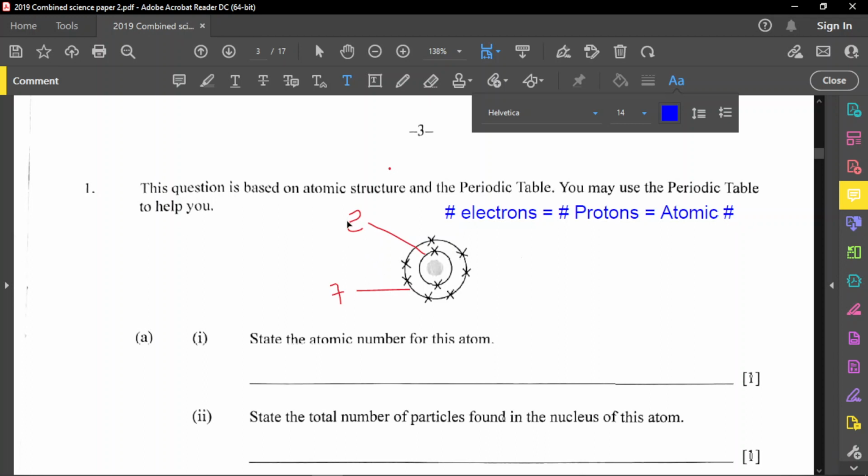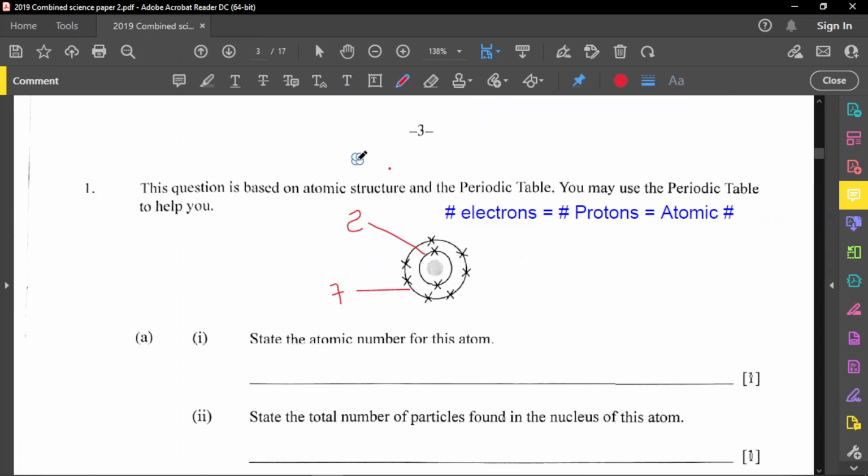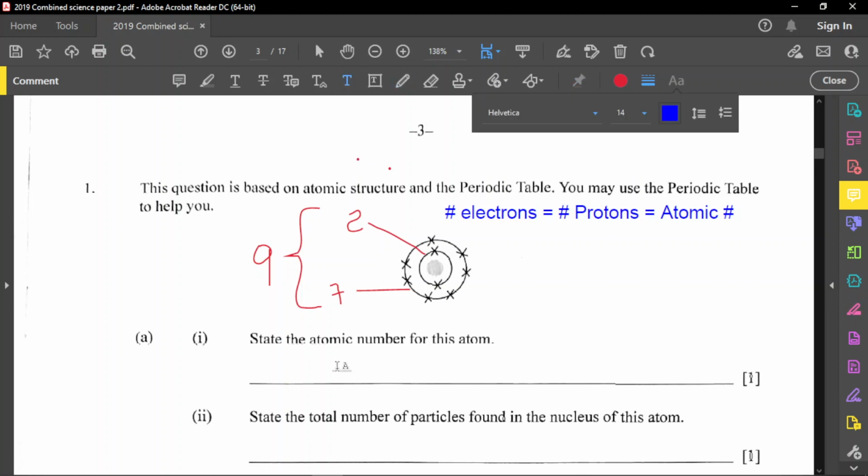So here we have a total of 9 electrons. Let me quickly put that on. So right here we have a total of 9 electrons in total: 2 on the first shell, 7 on the second shell. So what we know based on this is that the atomic number has to be 9. Okay, the atomic number has to be 9.